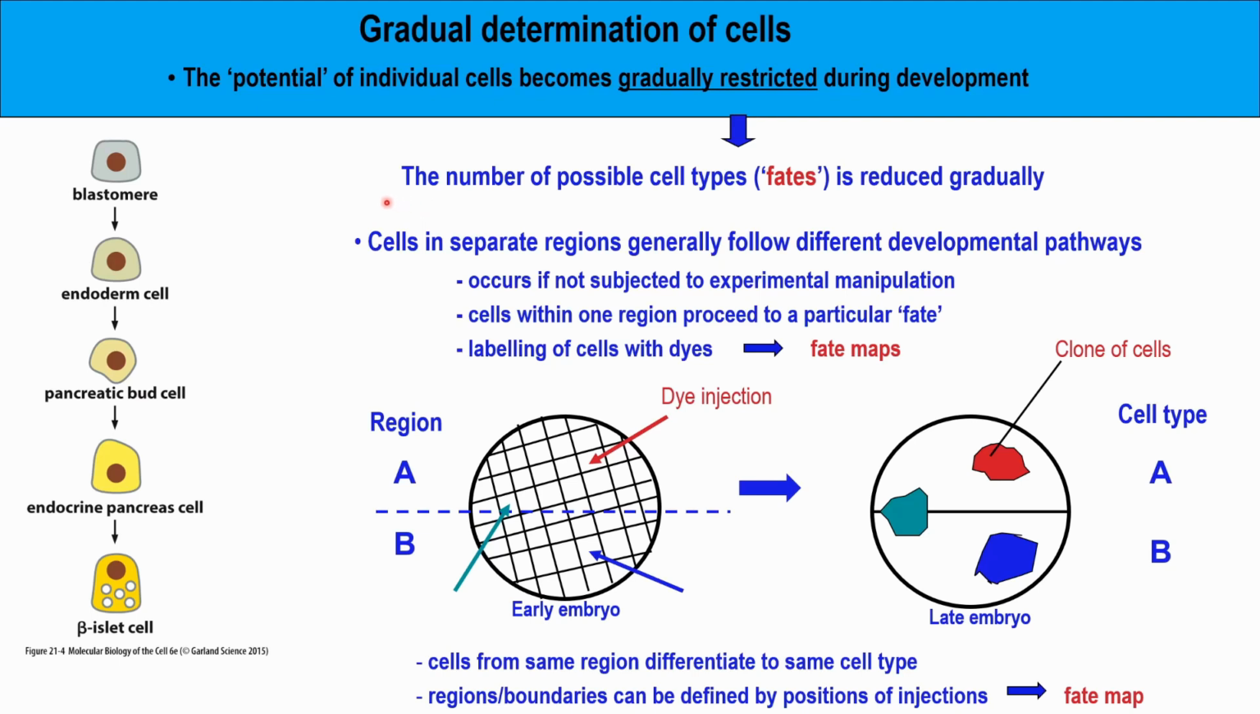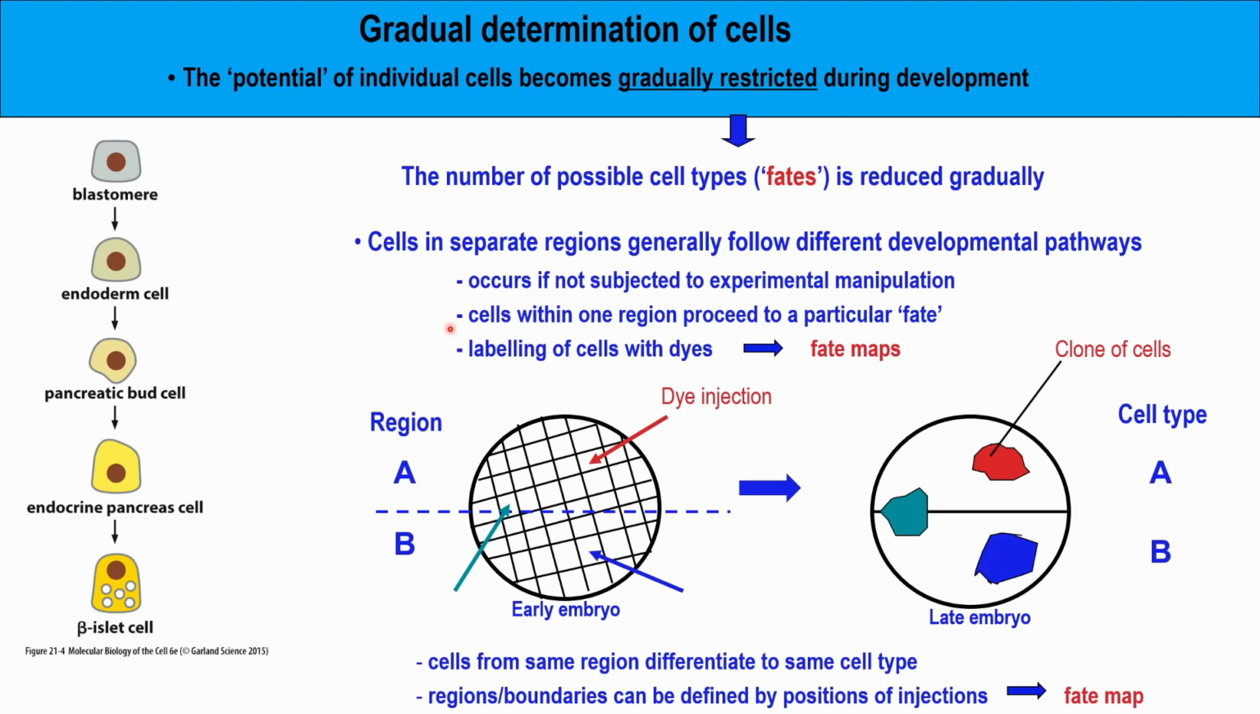And it has been observed through experimentation, primarily using injection of different colored dyes into different parts of the embryo, that the cells in these separate regions generally follow different developmental programs. So if you inject cells here, they will end up with a clone of cells here, and typically this will be the same set of cells if you repeat the experiment, right? At least it occurs if the embryos that are injected are not subjected to experimental manipulation.